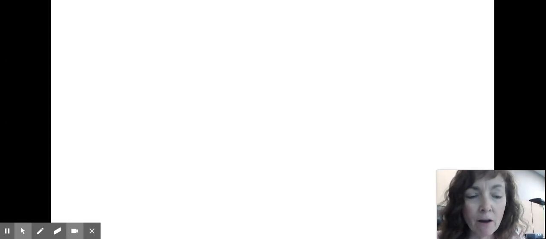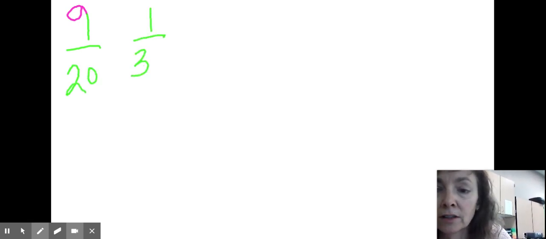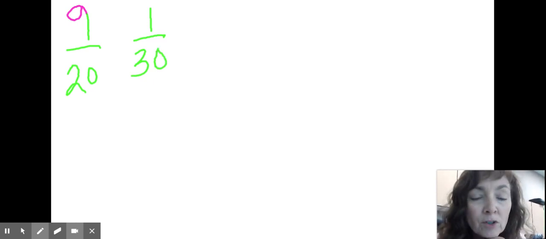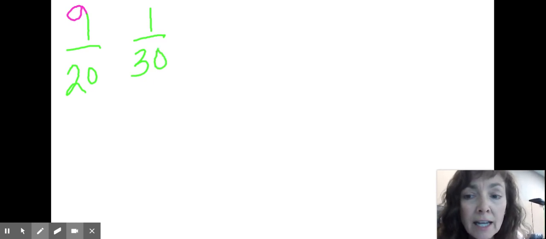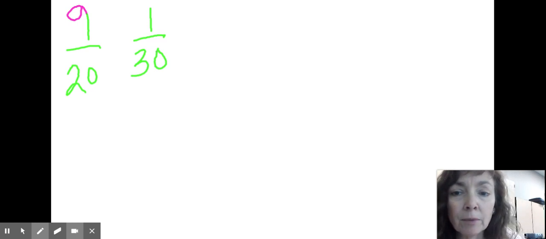I want to talk about least common denominators and where that's going in harder algebra topics. If I have two fractions like 9/20ths and let's say 1/30th, and I want a common denominator, which we need for adding and subtracting, then I can always multiply those two together. 20 times 30 is 600. 600 is a common denominator for both of those, but it's not the least common denominator.